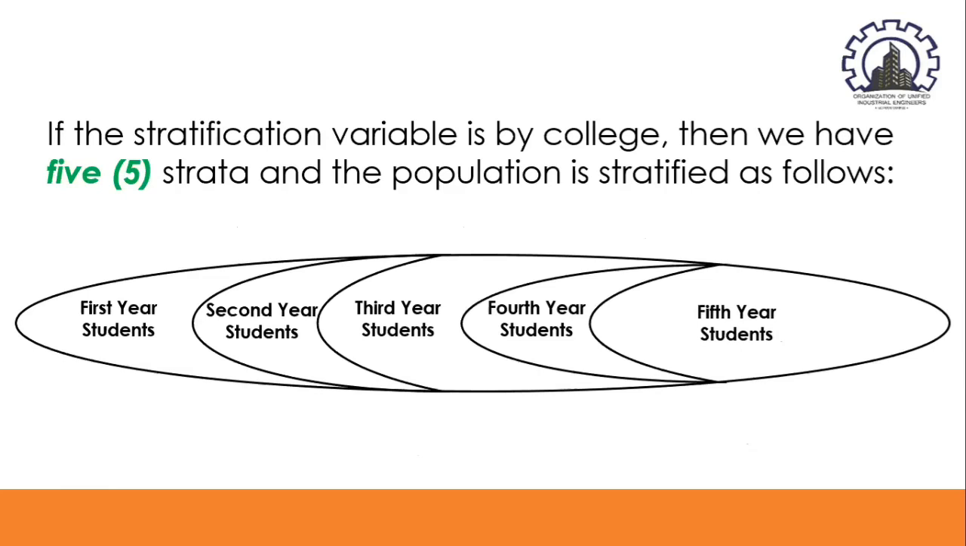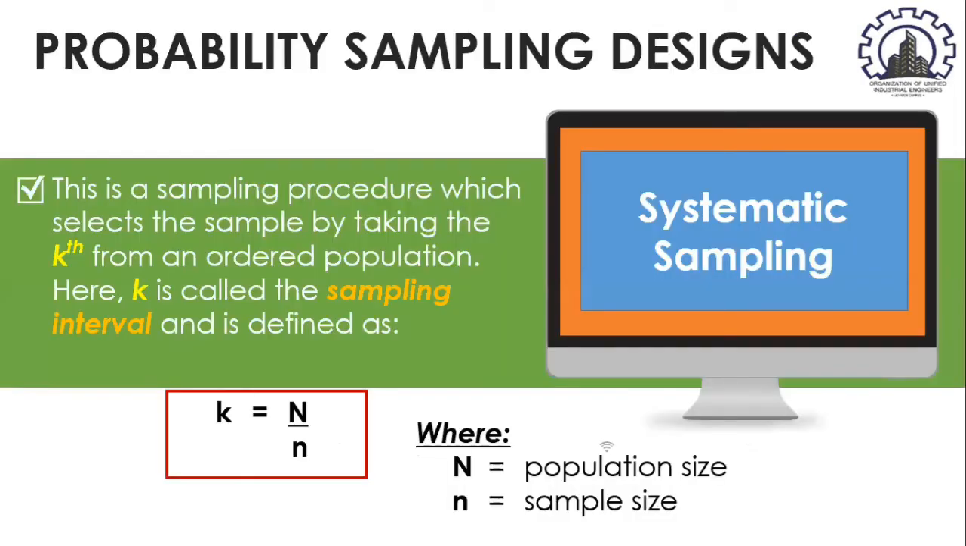Another type of probability sampling technique is systematic sampling. Systematic sampling is a sampling procedure which selects the sample by taking every kth element from an ordered population. Here, k is called your sampling interval, and it is defined as k equals capital N over small n, where capital N refers to your population size and small n refers to your sample size.